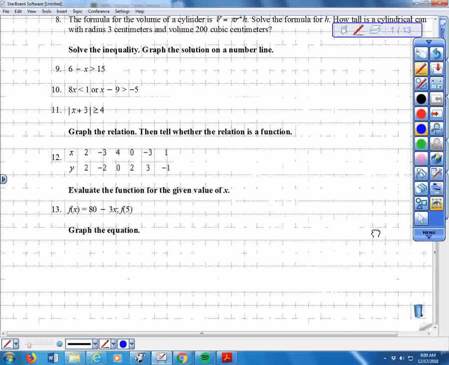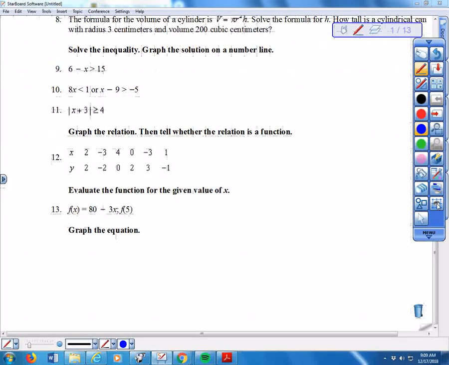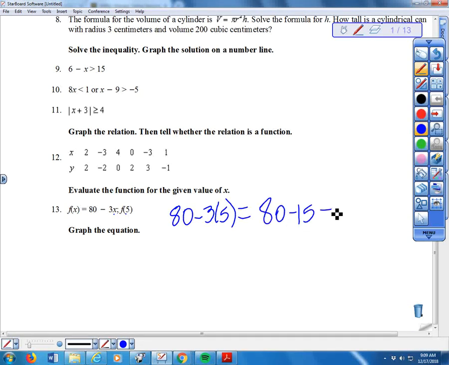Evaluate the function for the given value of x. So all I have to do here is put 5 in for x. 80 minus 3 times 5 is 80 minus 15, which is 65.